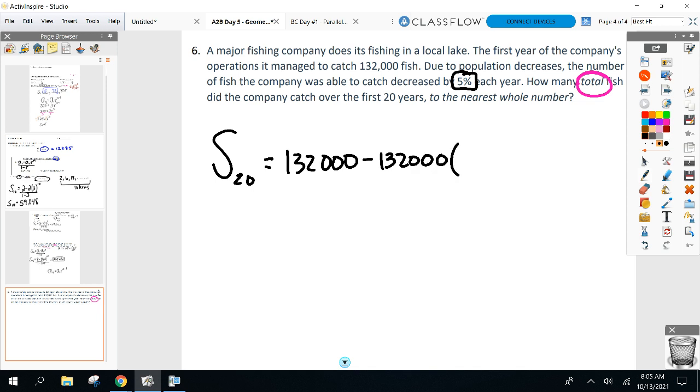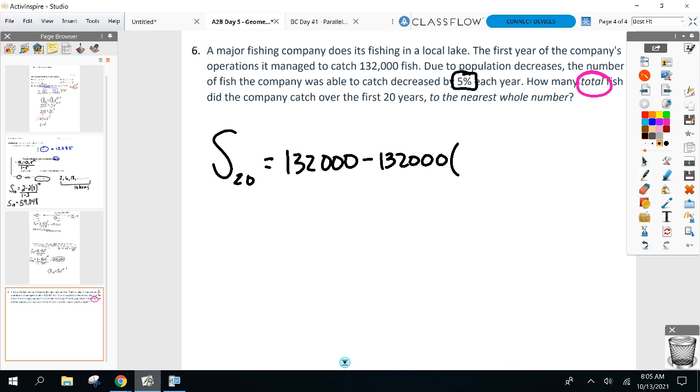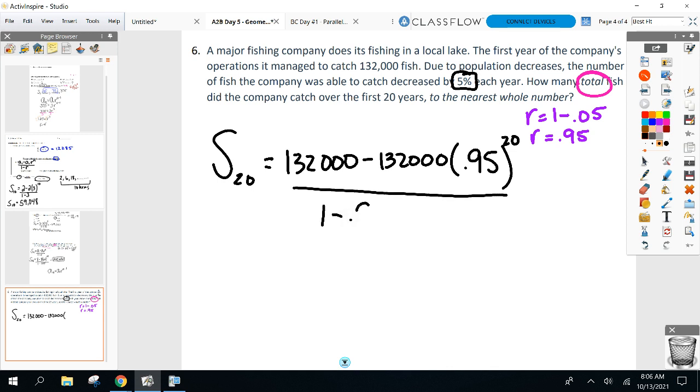Decreased by 5%. Well, how would I do that? I would take 1 minus 0.05 now. 1 minus 0.05, so my R value, 0.95. Raised to the 20. All over 1 minus 0.95.